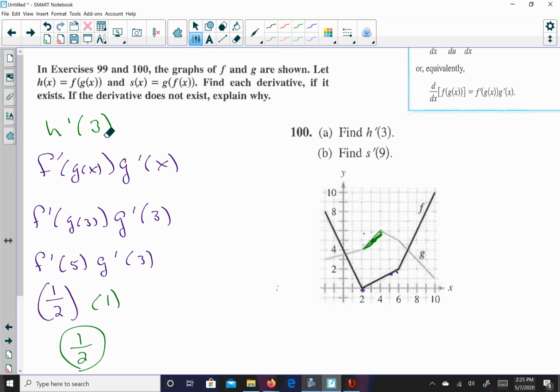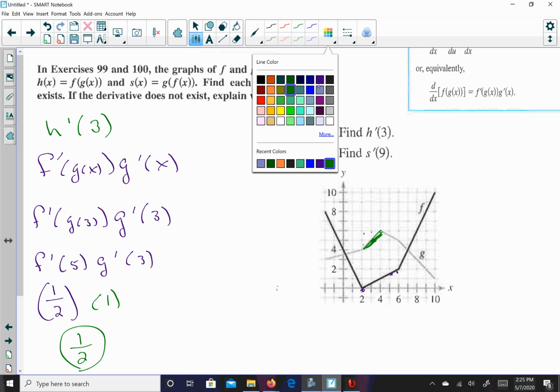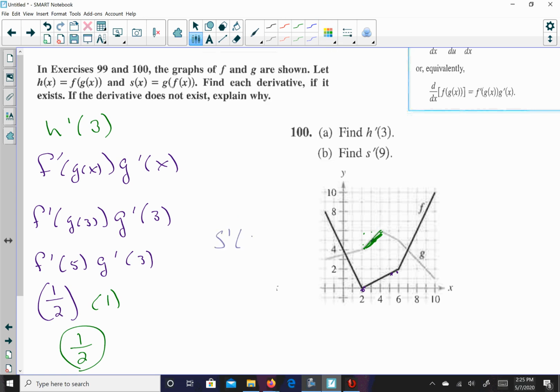Now let's go do the next one, which is the derivative of s at 9. So this one is still using the same functions, but the inner one becomes the outer one and the outer one becomes the inner one. So we're flipping the order. So I'm going to write it just the way I did here. So s, the derivative at 9, is going to be g, the derivative of g of f of x, times the derivative of f of x. So this is all 9. So g of f of 9.